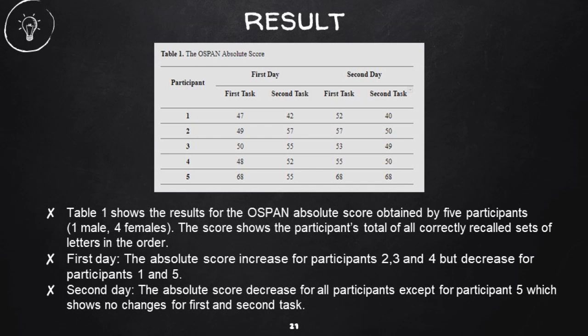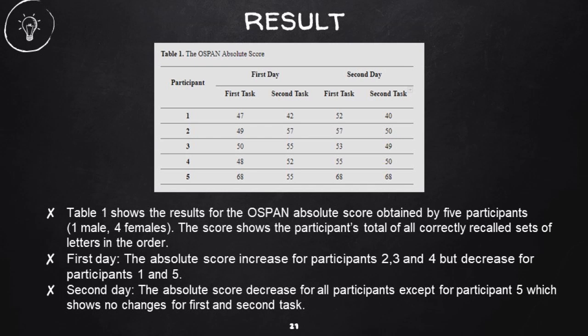The findings for the first day of the OSPAN task have shown an improvement from the first task to the second task for participants 2, 3, and 4. As we can see here, for example, for participant 2, the score for the first task is 49 and the score for the second task is 57. However, participants 1 and 5 show a decrease in the absolute score from the first task to the second task. For example, participant 1, the first task is 47 and the second task is 42.